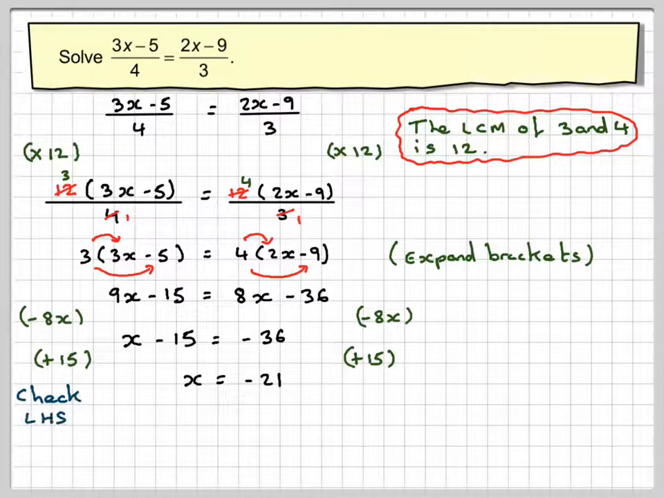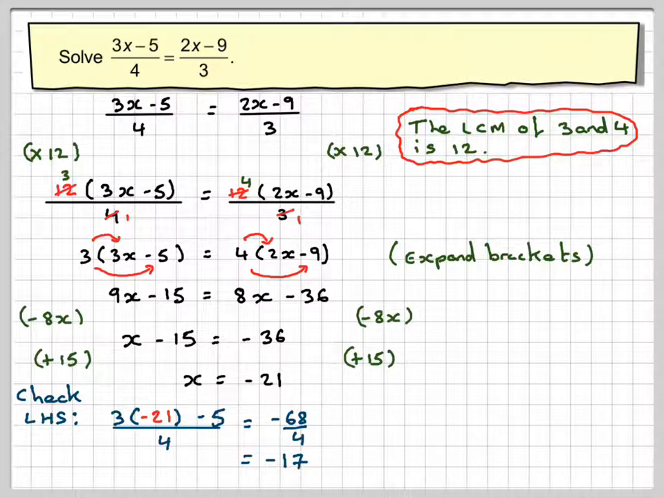Now you can check to see whether you've got the solution right. If you take the left hand side, which is (3x minus 5) over 4, and replace x with minus 21, you get (3 times minus 21 minus 5) over 4. That's going to give you minus 68 over 4, which is equal to minus 17.